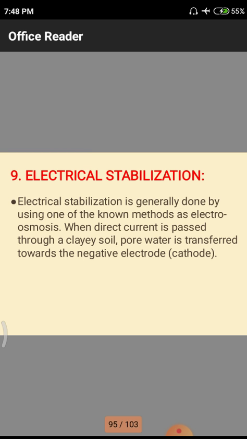When a direct current is passed through a clayey soil, that means normally clayey soil is very fine in nature. These fine soils are capable of holding a larger quantity of water compared to coarse grain particles, so that the water will not be removed easily. Why? Because the soil particles are very fine in nature, so removal of water takes place at higher costs. To avoid those higher costs, we simply implement this electroosmosis principle here.